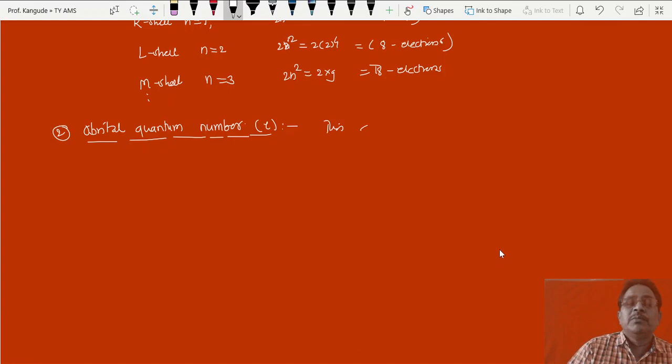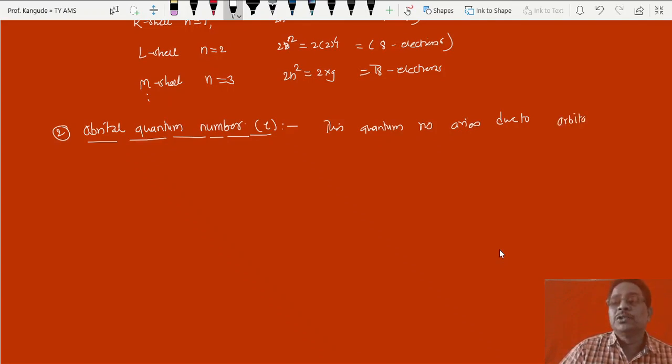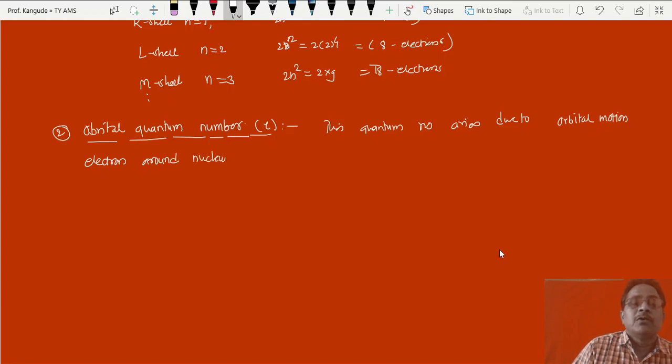This quantum number arises due to the orbital motion of an electron. Orbital means just like the Earth moves around the sun. So the electron moves around or revolves around the nucleus, and that motion is called orbital motion. This quantum number arises due to the orbital motion of the electron around the nucleus. That is the origin of this quantum number.